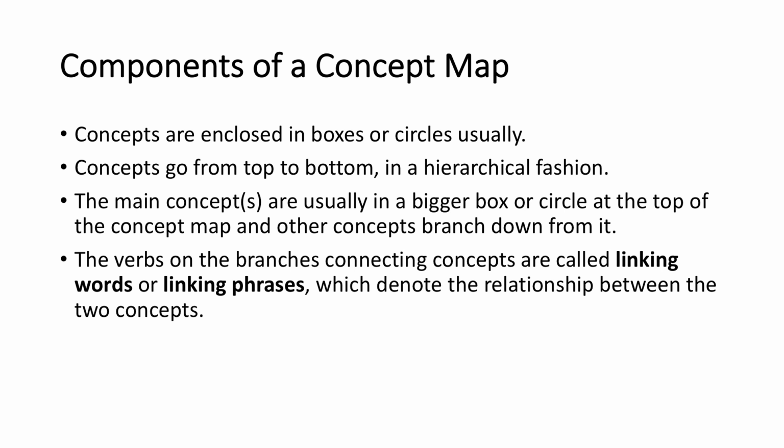So, concepts are usually enclosed in boxes or circles, and they go from top to bottom in a hierarchical fashion, or like a spider. No, like there's a central idea, and then it radiates outwards. The main concepts are usually in a bigger box or circle at the top or in the center, and then the other concepts will just branch down or radiate out. The verbs of the branches connecting the concepts are called linking words or linking phrases, and this will signify the relationship between two concepts.